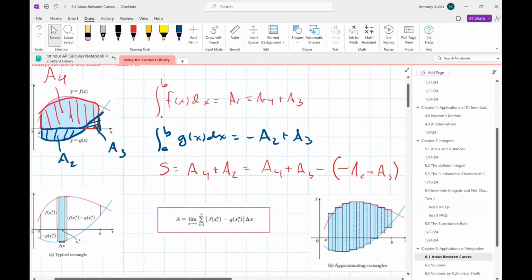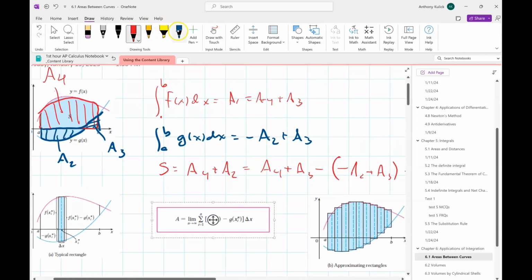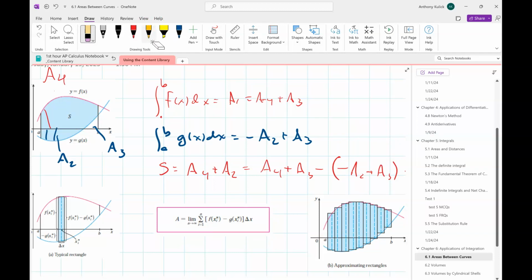Why did I? Yeah, because g of x comes up here. If I'm integrating g of x, I have this part, and then I have that part, right? It just got a little messy because of all my drawing. But that's the general idea.